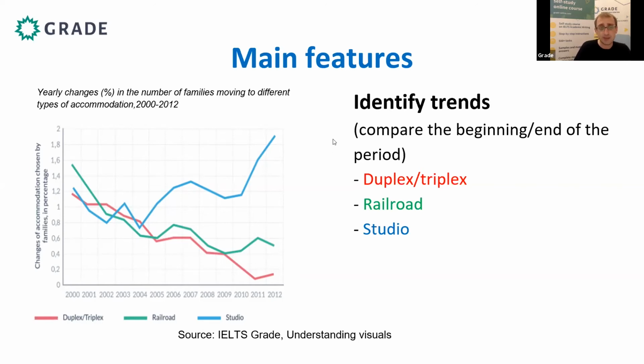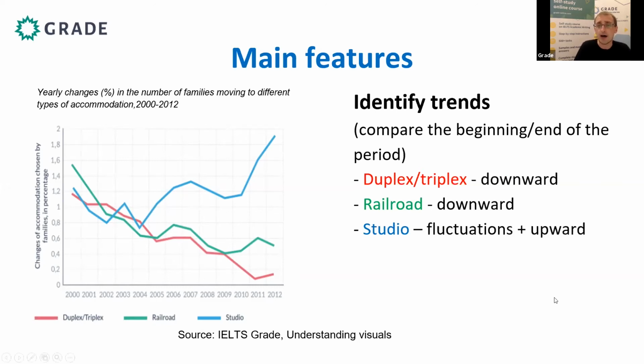So for example, if we talk about duplex or triplex, as you mentioned, the trend is downward because the figures go down throughout the whole period with some fluctuations. And if we look at some other lines, railroad actually has a similar trend because the figures actually go down throughout the whole period. And with studios, we have lots of fluctuations, right? So basically the period of fluctuations, but overall, the trend is an upward one. I would basically call it fluctuations plus an upward trend. This is something important to look at when we talk about identifying main features or trends in this situation.